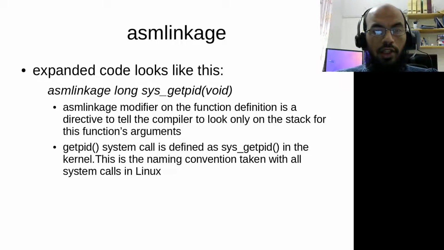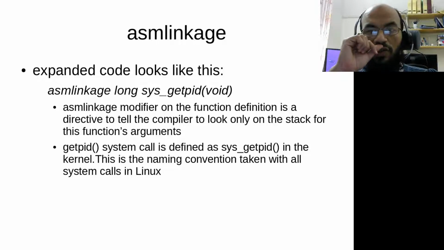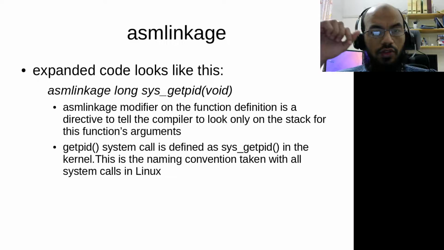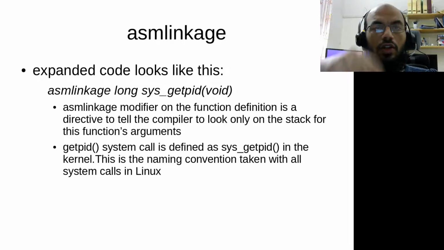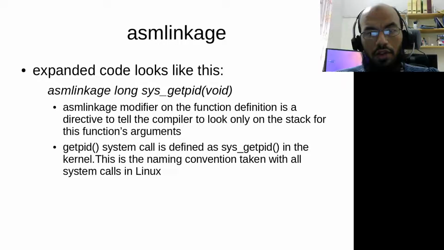asmlinkage is basically a modifier on the function definition, and it is a directive to tell the compiler to look only on the stack for this function's arguments. So it tells the compiler how this function will actually get its arguments.